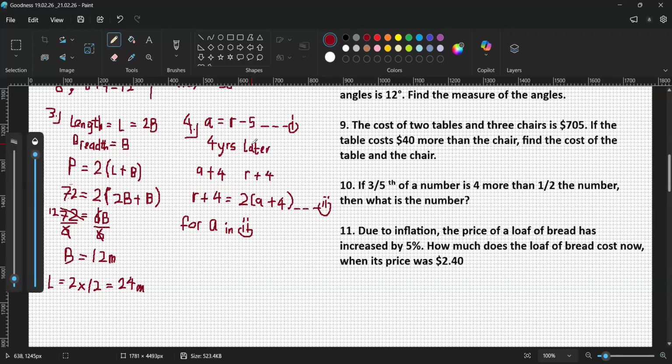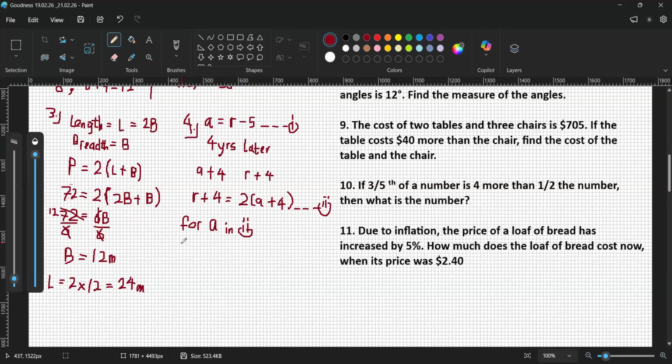So just remember, anyone that is standing alone is the subject of the formula. For us to be able to substitute A in anything, A must be the subject of the formula in that equation. So anywhere you see A, you are free to put what? R minus 5. Did you get that? Yes, I get that, sir.